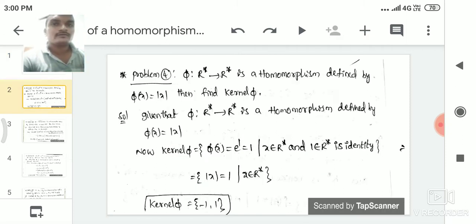Here, the given homomorphism from the non-zero real number set to the non-zero real number set is defined by pi of x is equal to mod x. Then find the kernel of pi. So first we write the definition of a kernel of a group homomorphism. Also given that pi is a mapping from R star to R star, a homomorphism defined by pi of x is equal to mod x for every x belongs to R star.